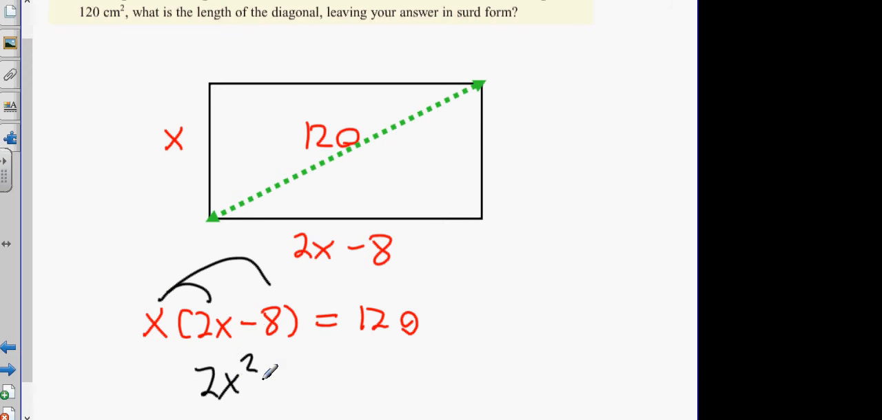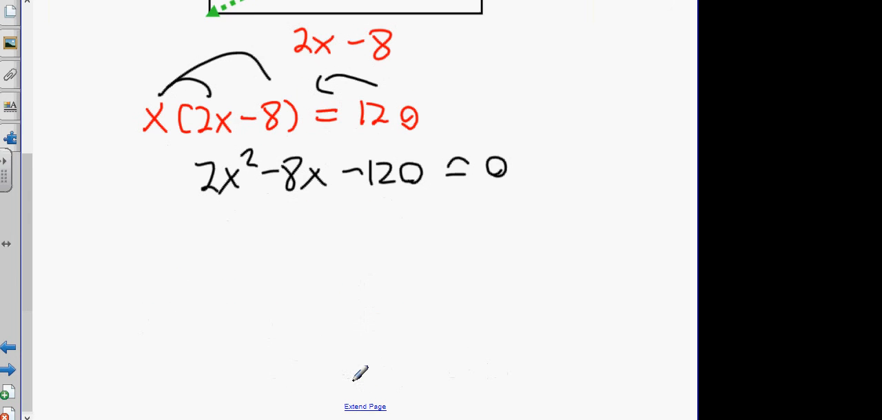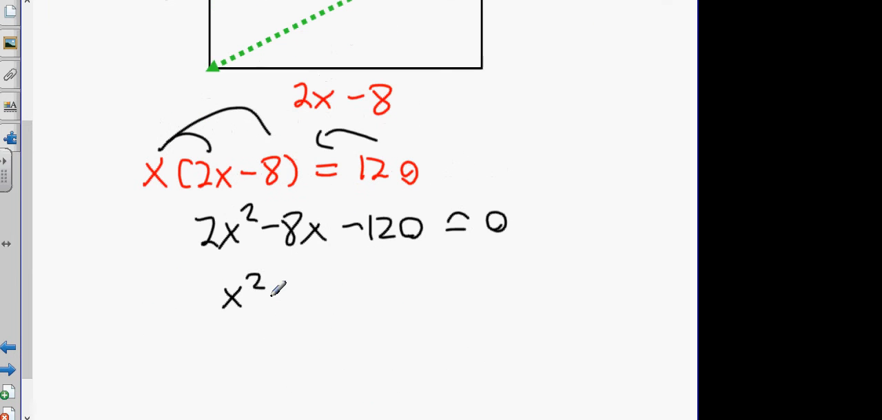2x squared minus 8x, bring the 120 over the other side. You're going to notice here, Simon, that every number on the left is a multiple of 2, or an even number. Yeah. So you get x squared minus 4x minus 60.